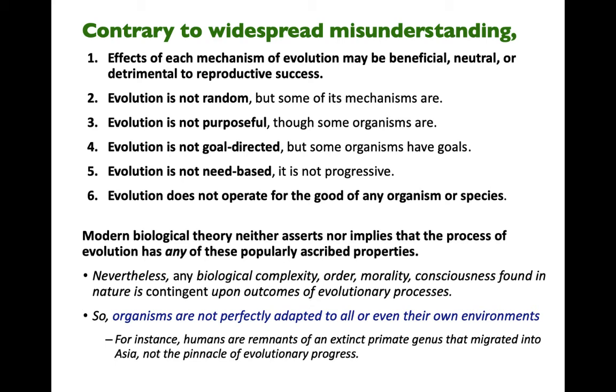Evolution is not random. I mentioned how the environment shapes us. The environment is largely out of our control. Some of its mechanisms are random. Evolution is not purposeful, though some organisms are. Evolution is not goal-directed, but some organisms have goals. Or evolution is not need-based, etc.